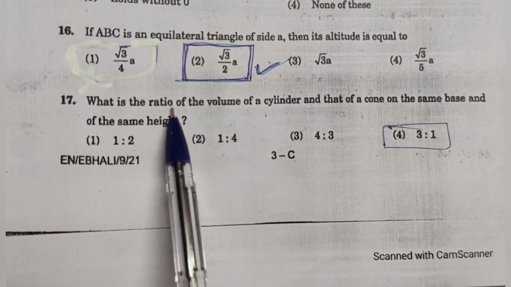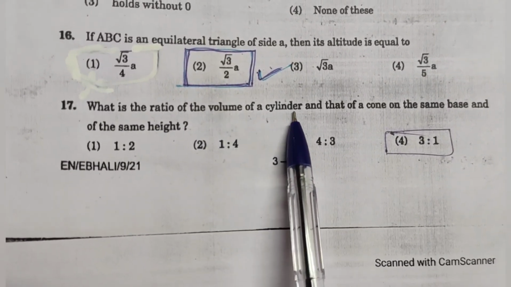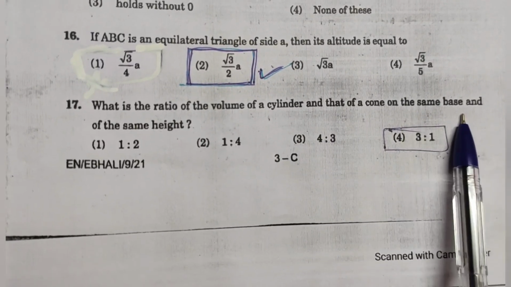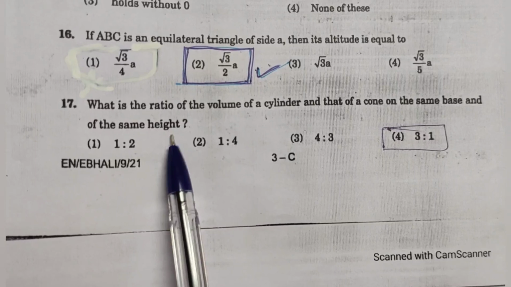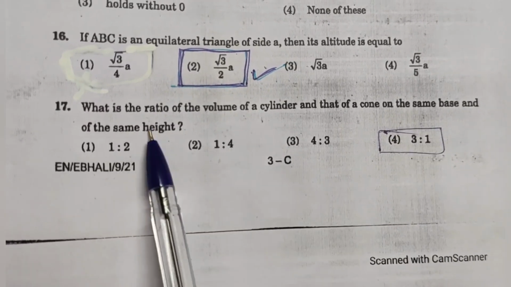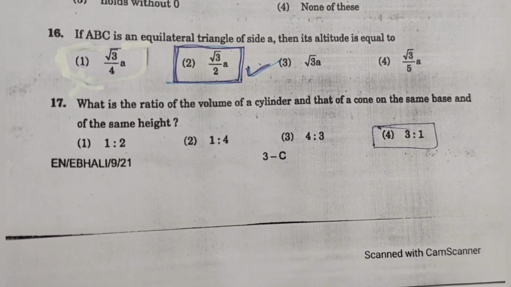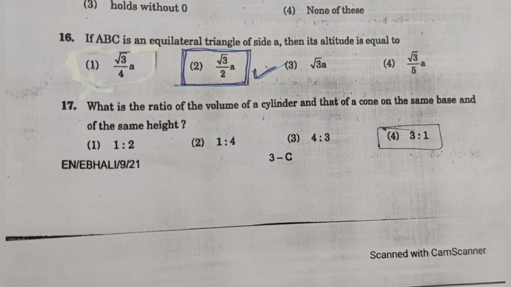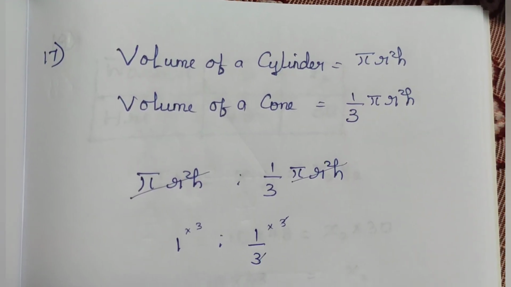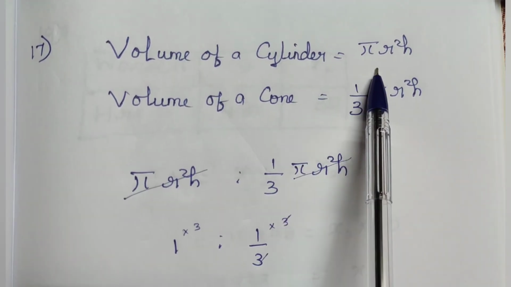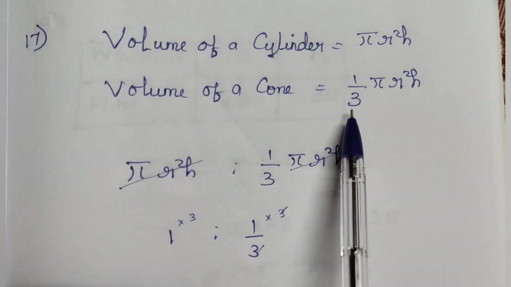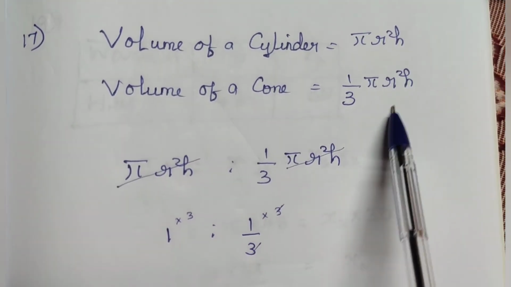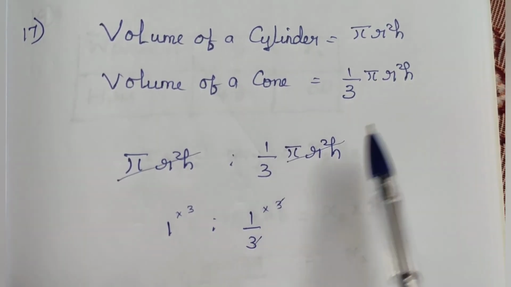17th question, what is the ratio of the volume of a cylinder and that of a cone on the same base and of the same height? Base and height are same, that is radius and height are same for the cone and cylinder. Let us find the ratio between their volume. Volume of a cylinder is equal to pi r squared h. Volume of a cone is equal to 1 by 3 pi r squared h. Now equate these two volumes because radius and height are same.